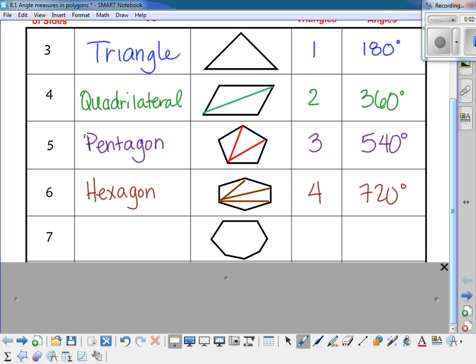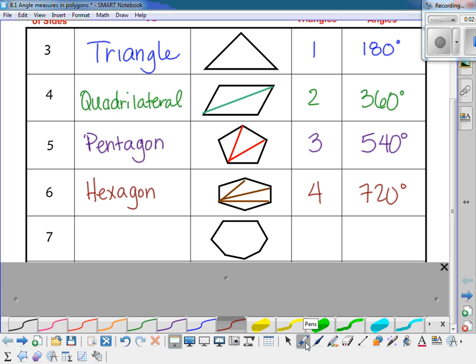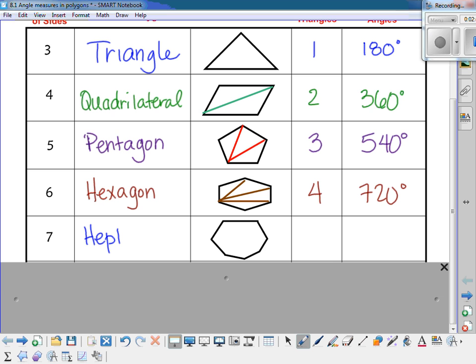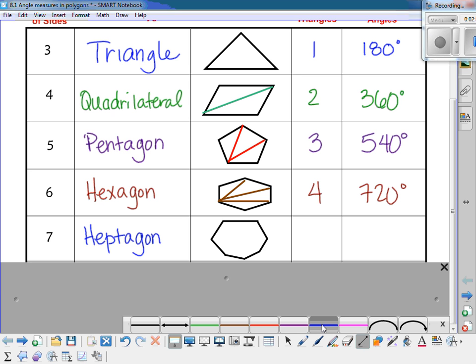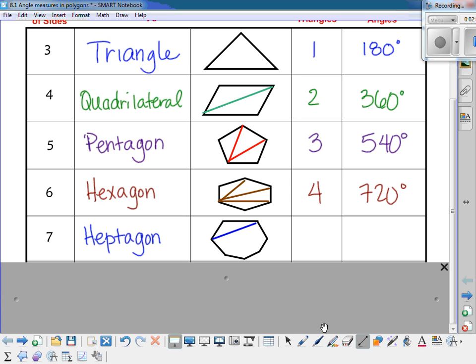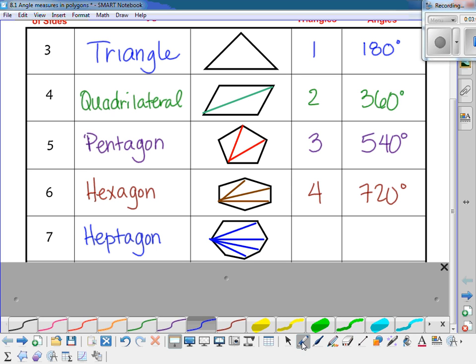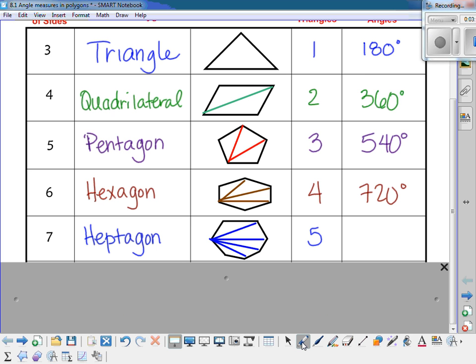If it has 7 sides, then it's called a heptagon. Now if I draw my diagonals, I have 1, 2, 3, 4, 5 triangles inside of my heptagon. And 5 times 180 is 900. So the interior angles of a heptagon add up to 900 degrees.